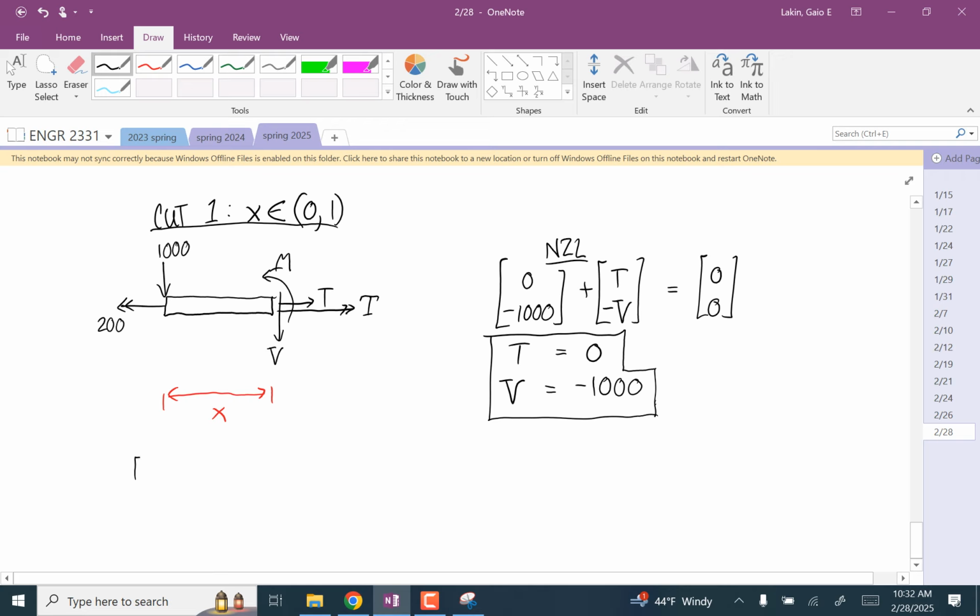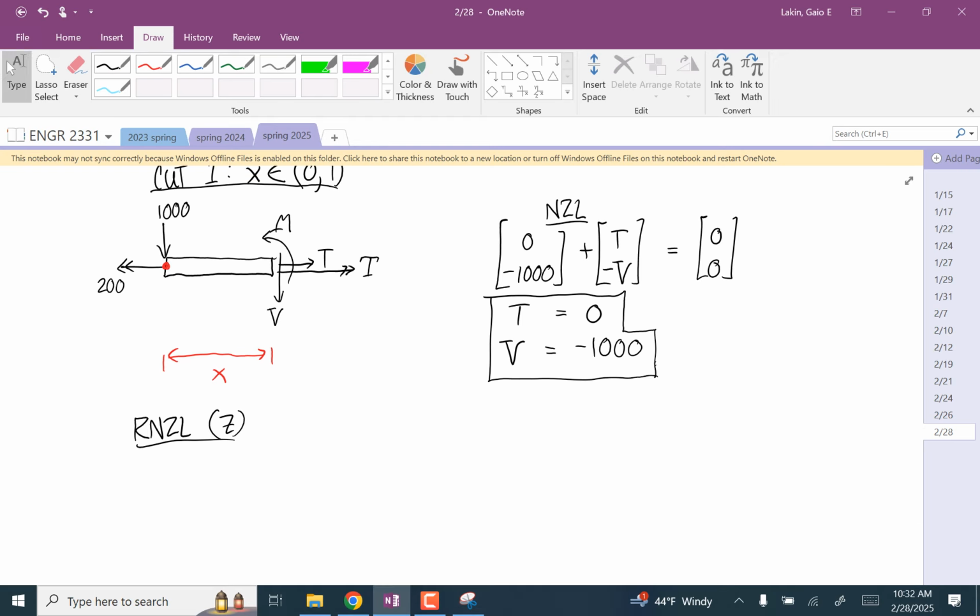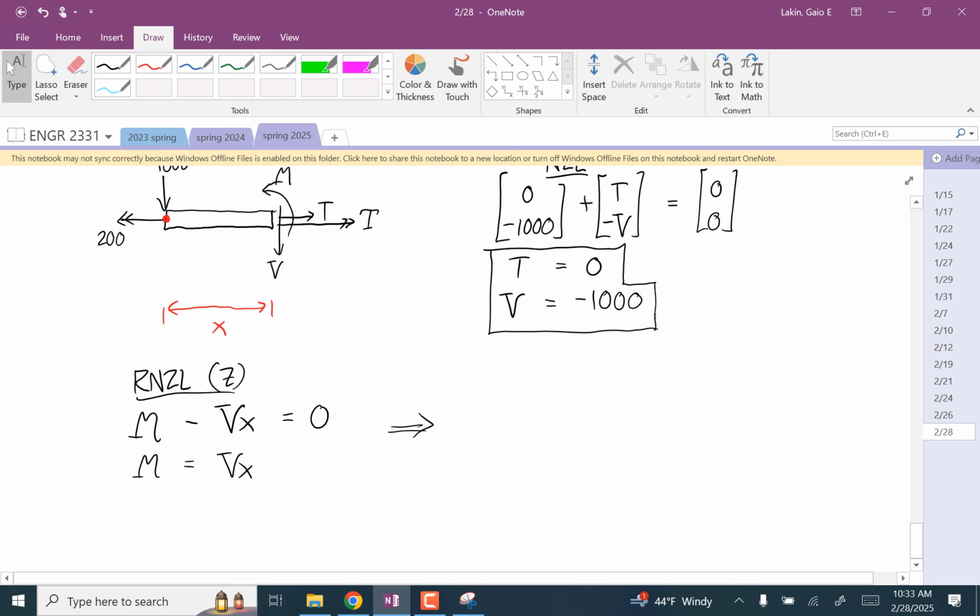And then we'll go to the moment equation. I'll do Z first. My about point on the internal loads, on the cuts, is always going to be here. It makes the math simpler, so we don't have any moment produced by the 1000. We have a couple m, and we have a minus Vx is equal to 0. So m is equal to Vx. Our V is negative 1000, so m is equal to negative 1000x.